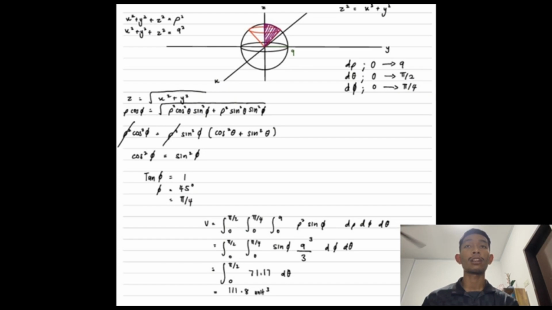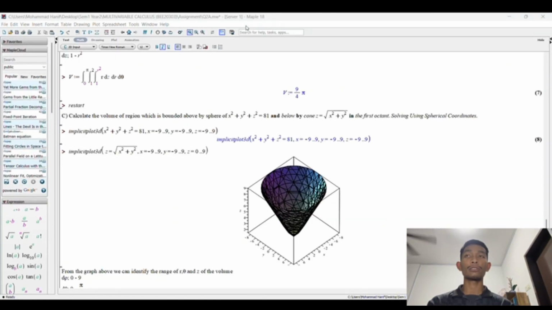After that, we draw the 3D and we know the limits of rho, theta and phi. The limit for rho is 0 until 9, theta is 0 until pi over 2, and phi 0 until pi over 4. Now we insert all the limits in the formula, and we get the value of volume is 111.8 cubic units. That's all for me.